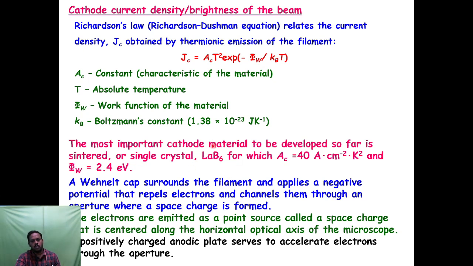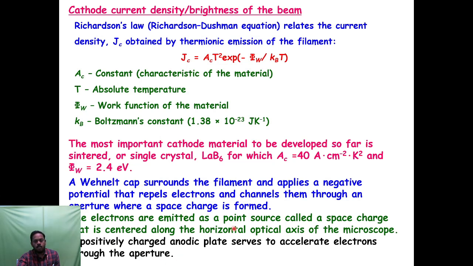In that aspect, the most important cathode material developed so far is lanthanum hexaboride, for which the constant is 40 ampere centimeter power minus 2 K power minus 2, and the work function is 2.4 electron volt. In addition to that, the Wehnelt cap surrounds the filament and applies a negative potential that repels the electrons, so that it will channel the electron beam through an aperture where the space charge is formed. So the Wehnelt cap will repel the electron beam, so that the beam gets channelized towards a particular path.